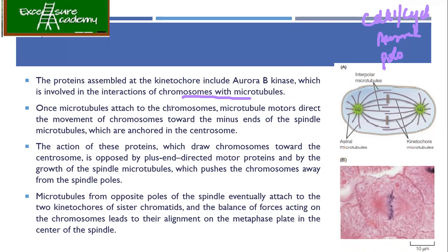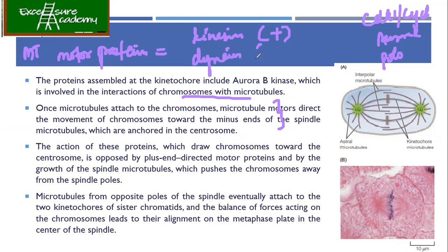Okay. So once the microtubules are attached to the chromosomes, microtubule motors direct the movement of chromosomes towards the minus end of the spindle microtubules, which are anchored in the centrosome. Here you need to remember that there are two types of microtubule motor proteins. You have kinesin, which moves towards the positive direction, and dynein, which moves toward the negative. What is the meaning of positive and negative? Here, positive means this end, and this is your negative end. Positive means where more and more alpha and beta tubulin dimers will be added, and minus means where depolymerization actually happens. So kinesin will move towards the plus direction and dynein will move towards the minus direction.